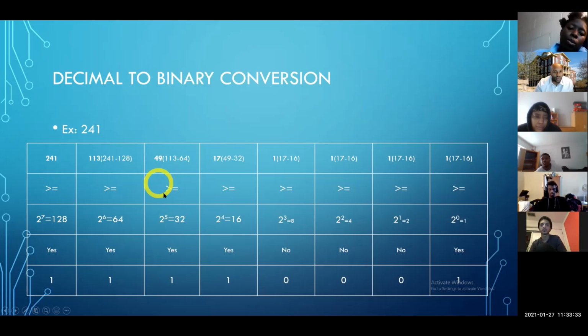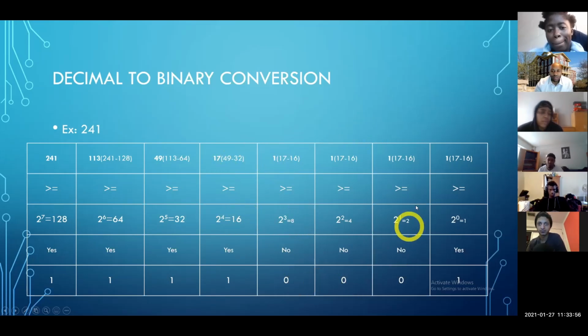49. Is 49 greater than or equal to 32? Yes. Pull that over. What's our remainder after we subtract 32 from that? 17. 17 is greater than 16, so that's a yes. What's our remainder? Our remainder is 1, because we took 16 from 17. So we know these three right here are going to be zeros, because all of those are greater than our last remainder. The only thing we have left is this 1. Does that make sense?